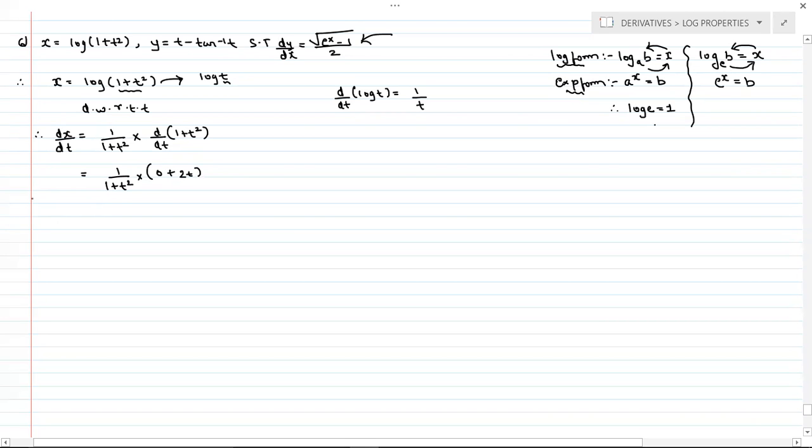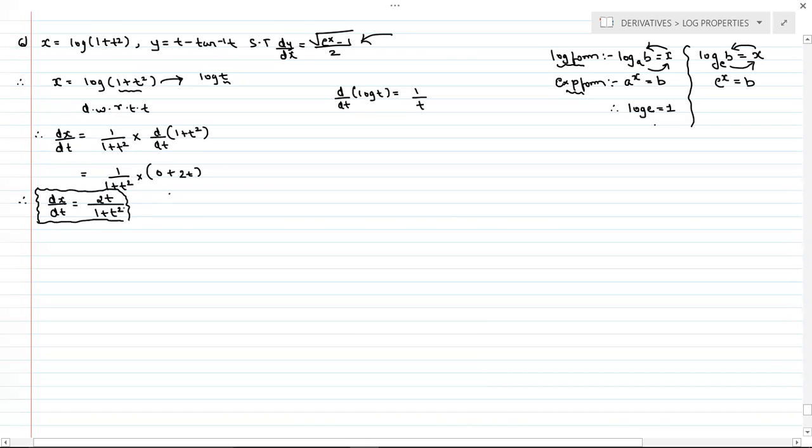Yes or no? So therefore, in the next step, you will get dx upon dt equals 0 plus 2t upon 1 plus t square. So here we got dx upon dt.